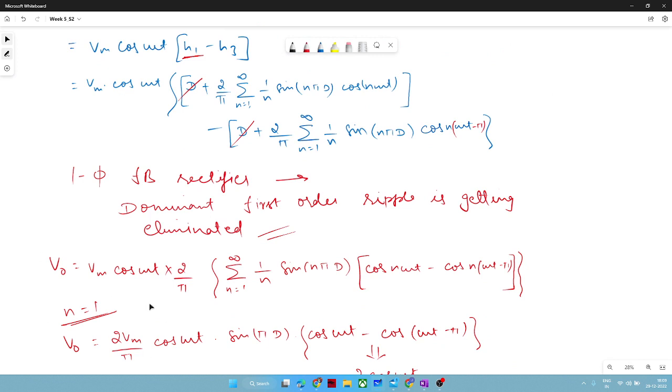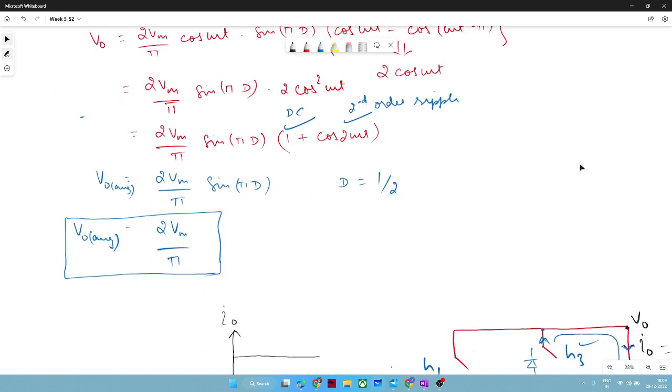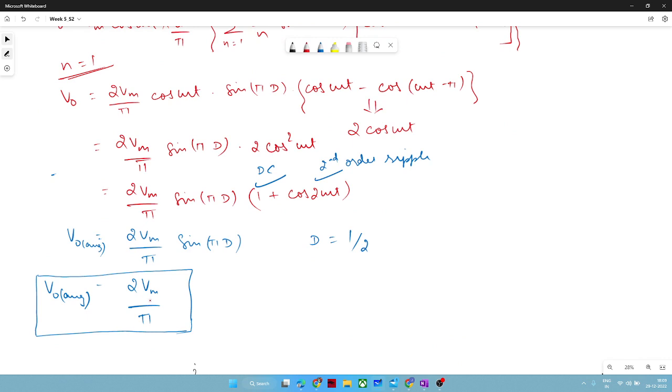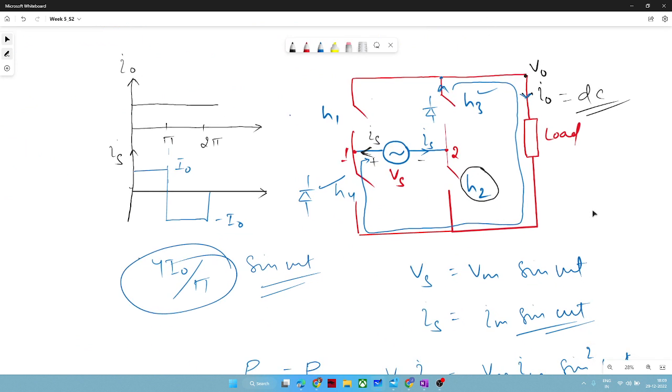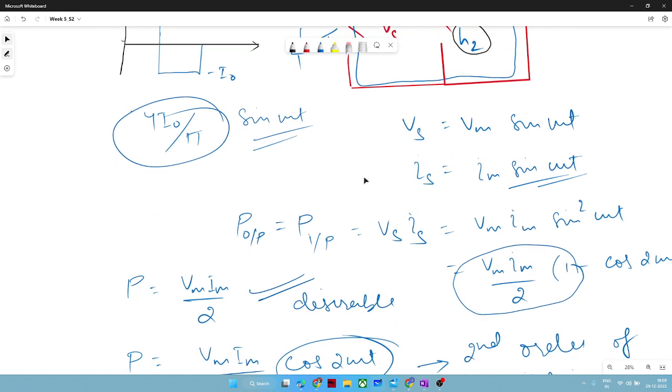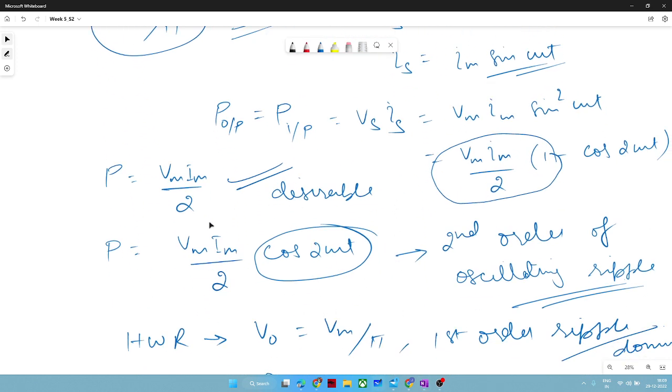So these were the two conclusions. The dominant first order ripple is getting eliminated, and your magnitude is also getting twice of what we used to achieve in the half wave converter. Here the magnitude was 2 Vm by pi, and in the half wave rectifier it was Vm by pi. So that was the motivation. After that, as I told you, in this session I will derive the Fourier series of IS, whatever the Fourier series of IS will be, with the help of the same switching function approach.